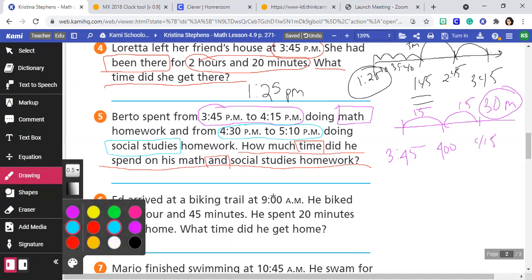Now let's look at social studies. He went from 4:30 to 5:10. Well, I know that from 4:30 to 5 o'clock evenly, and see how I'm using this landmark number? That's 30 minutes that's gone by. And from 5 o'clock to 5:10, well, that's 10 minutes that's gone by. So 30 minutes plus 10 minutes gives me a total of 40 minutes that's gone by.